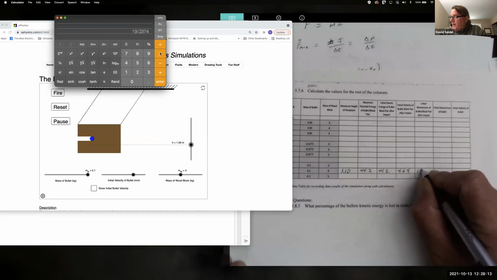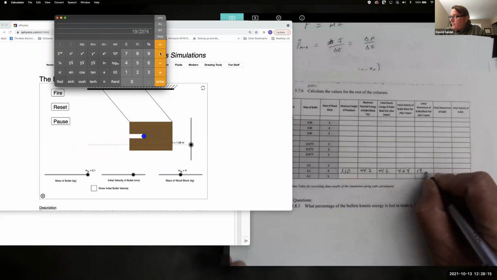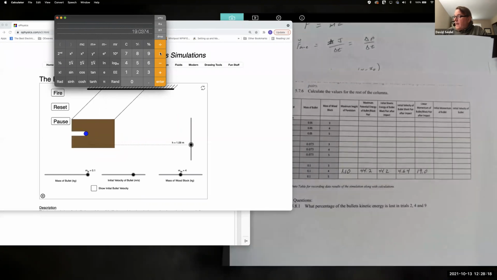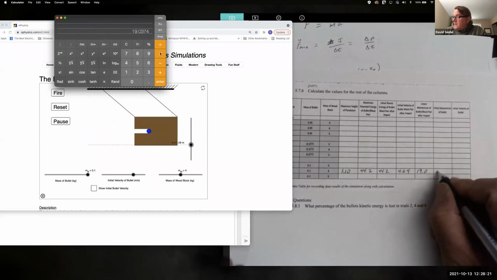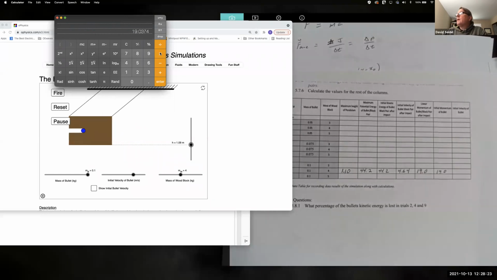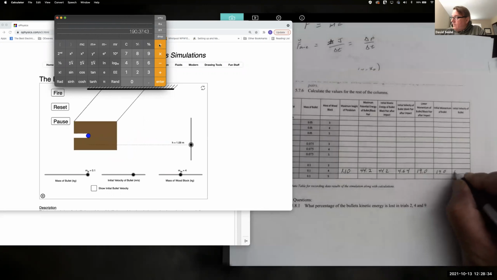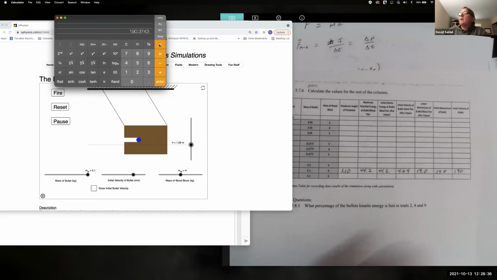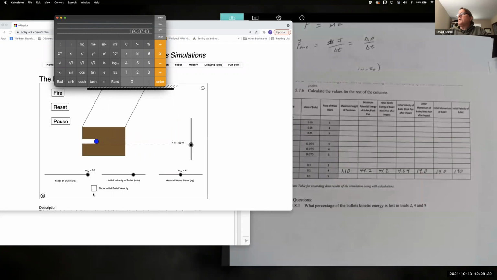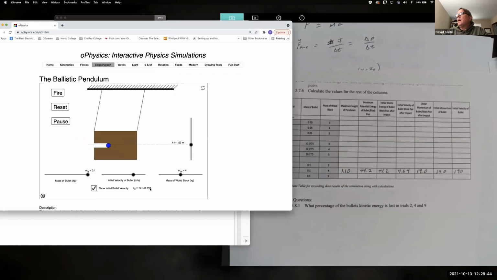Now I'm not worrying about the fact that I'm going to have round off there. You should get better than that. So the initial momentum of the bullet is 19.0. And now if I divide that by the mass of the bullet, I get 190. Now I'm going to show the initial velocity of the bullet and see if that's correct. 191.25. So I told you I was going to have round off error.